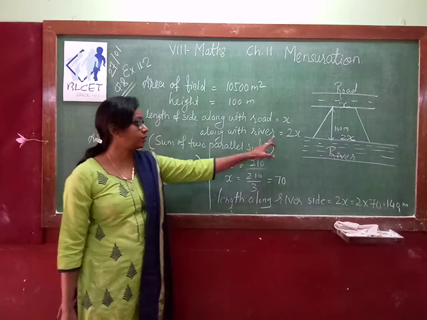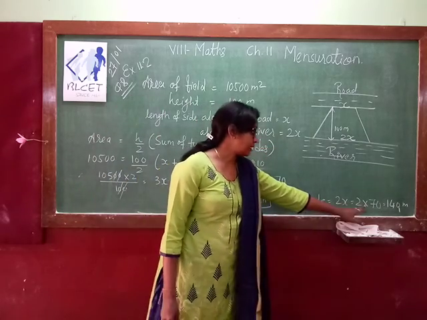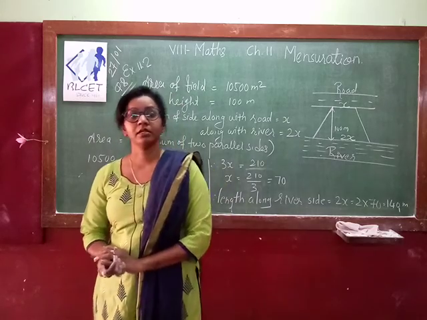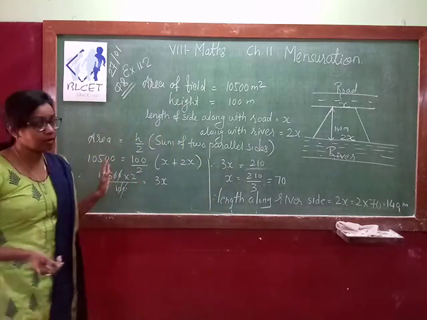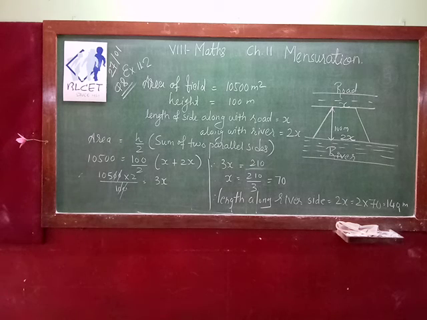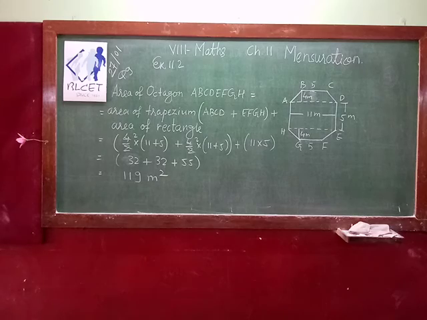So along the river, 2x means what? 2x is equal to 2 multiplied by 70, which gives you 140 meters. So the answer is 140 meters. This is all about your question number 8. Move on to the next question, question number 9. See question number 9.